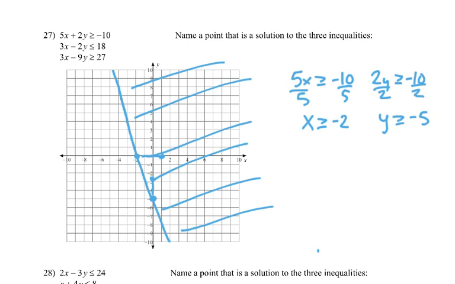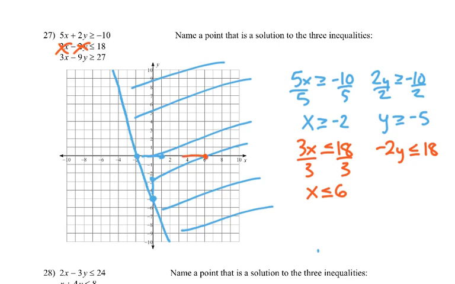Okay, then for the second one, I'd go 3x is less than or equal to 18, and negative 2y is less than or equal to 18. Just splitting it up as if their parts were gone. So we get x is less than or equal to 6, and less than, so that direction.